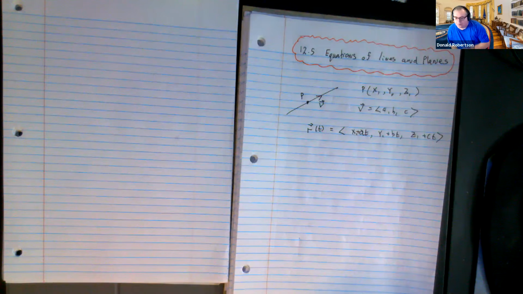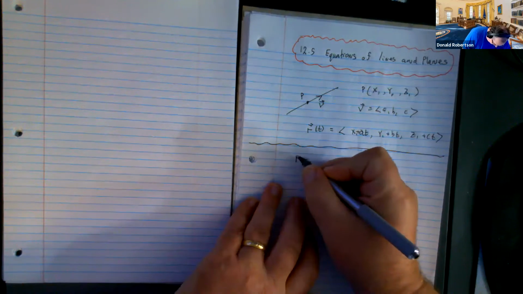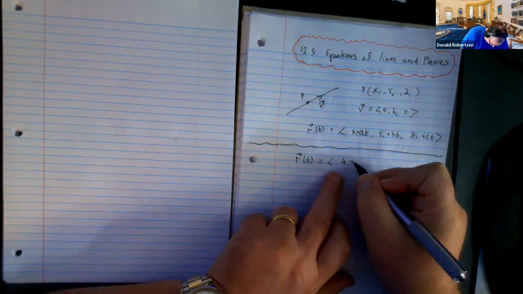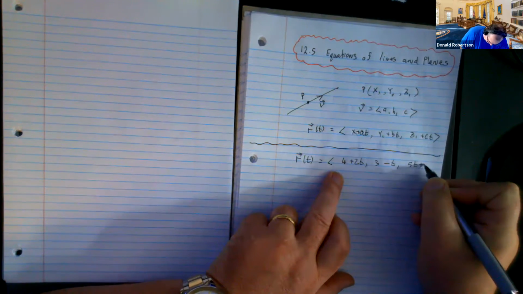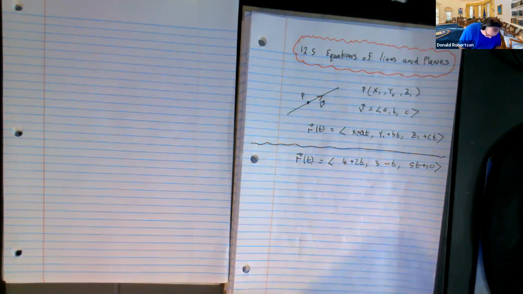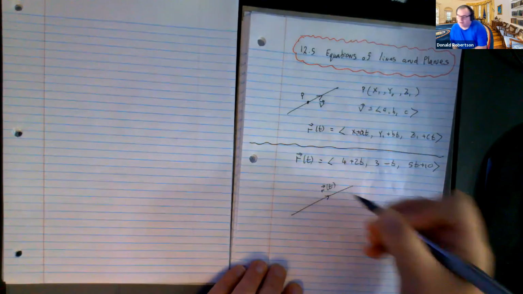Okay, so let's look at questions where we already know the equation of the line and we want to find something else out about that line. Suppose I have a line and its equation is 4 plus 2t, 3 take away t, and 5t plus 10, for example.